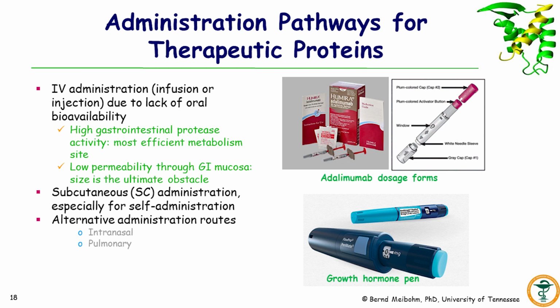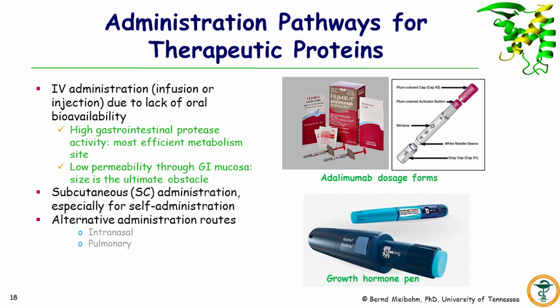So the alternatives that are then used are, as I mentioned, either IV administration or subcutaneous administration. Subcutaneous administration is especially popular for self-administration. Shown on the right side are two examples for that. On the top, an adalimumab single injection pen, on the bottom a multiple injection FlexPro pen for human growth hormone.